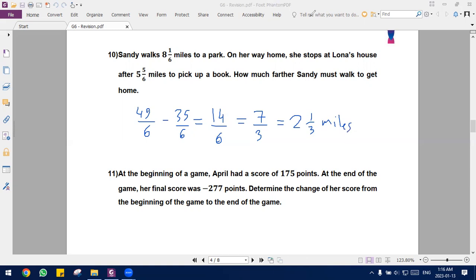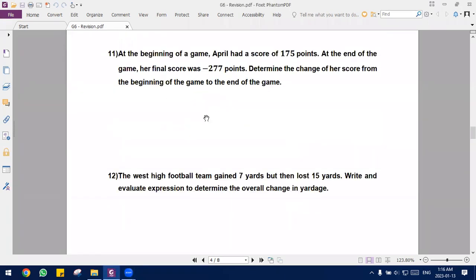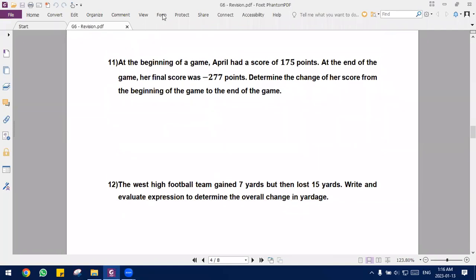Then, question 11. At the beginning of a game, April had scored 175 points. And at the end of the game, her final score was minus 277. So when you lose here, they will deduct from you, so you'll be in the negatives.